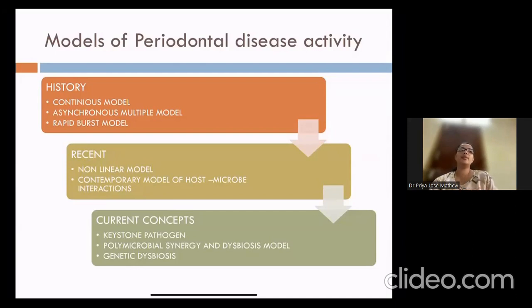Recently, we have the non-linear model, the Kahneman model, which is very well accepted. Then the contemporary model of host-microbe interaction. I have also included the current concepts, mainly the keystone pathogen concept and the polymicrobial synergy and dysbiosis model, which includes the keystone pathogen concept and a little about the genetic dysbiosis concept, which was formed in 2015. So these are the basic models of periodontal disease activity.